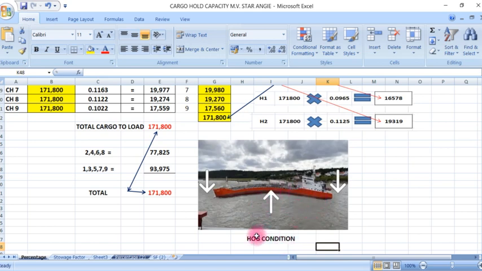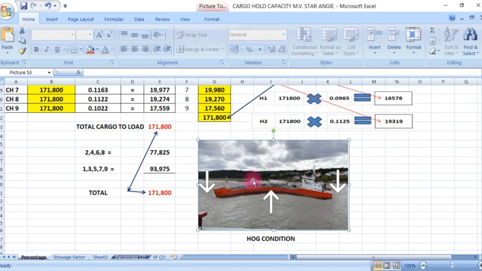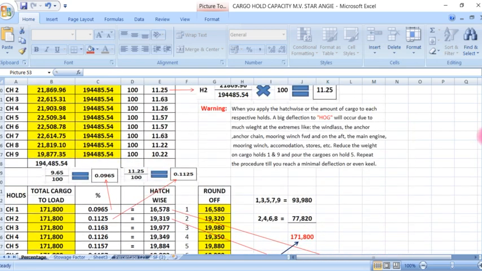So to reduce the hog condition, you take out some weight in cargo hold number 1 and put it in number 5. You take out some cargoes in hold number 9, put it in number 5, and so forth. Reduce the weight on holds 1 and 9 and pour the cargoes on hold number 5. Repeat the procedure until you reach a minimal deflection or even keel.